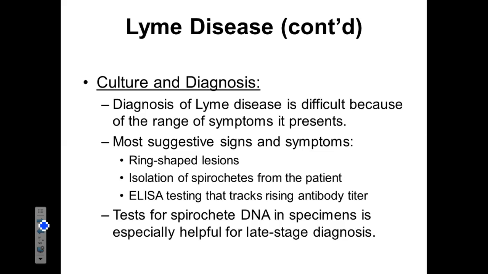Because the bacterium that causes Lyme disease has such specific nutritional requirements, it's very difficult to culture and diagnose this disease. The most suggestive sign is that bullseye rash, or that ring-shaped lesion. But if we can isolate the spirochetes from the blood of the patient, that typically is going to be another symptom that's indicative of the disease. We can also use ELISA testing to test for the antibodies that are associated with the pathogen. Tests for spirochete DNA are also increasing in frequency, particularly in the late stage diagnosis after the infection has been altering its surface antigens for an extended period of time.